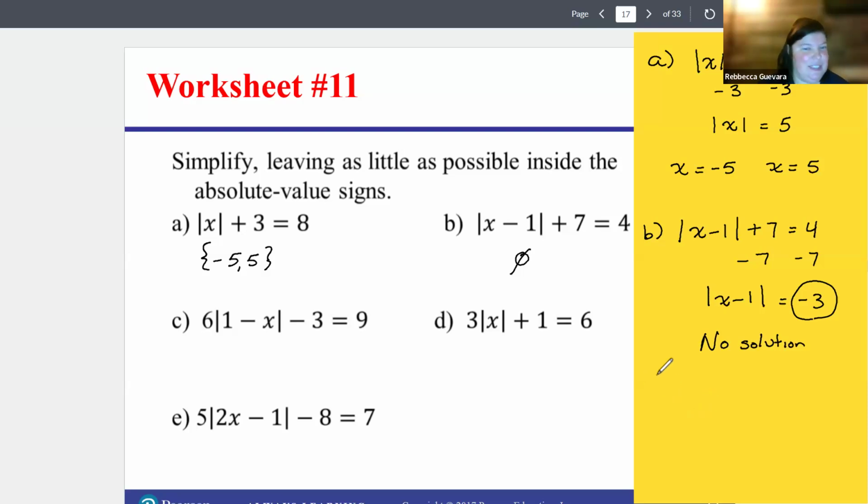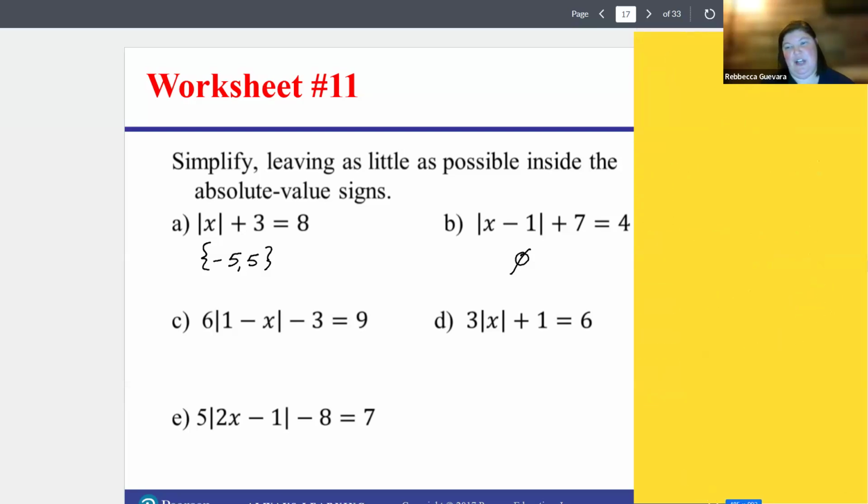I'm debating if I'm going to fit C in here. I think I'm going to have to erase this and do C. All right, so that's why I was saying just be careful, because you might think there's solutions and there's not. C should have a solution to it.